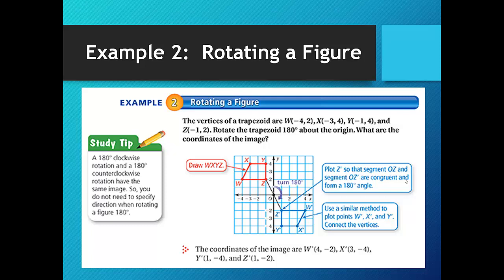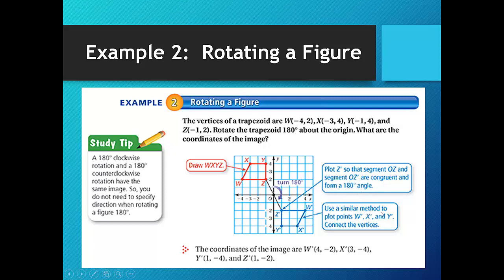For our study tip, a 180 degree clockwise rotation and a 180 degree counterclockwise rotation have the same image. So you do not need to specify direction when rotating a figure 180 degrees. The first thing we need to do is draw WXYZ. So we have this one drawn, and now we need to rotate it 180 degrees. It tells us to plot Z prime so that segment OZ and segment OZ prime are congruent and form a 180 degree angle.